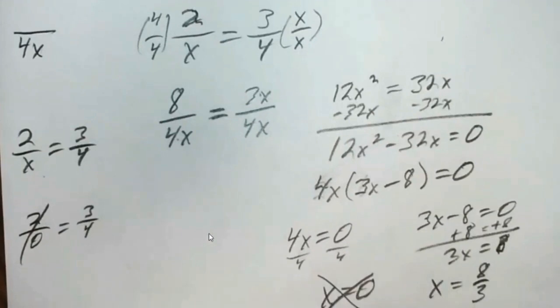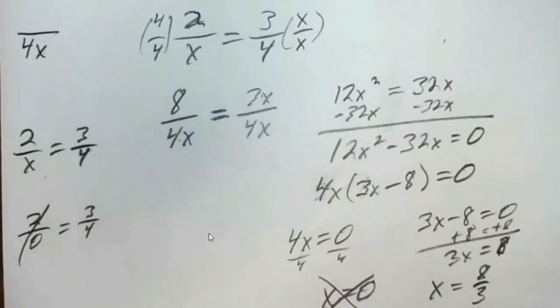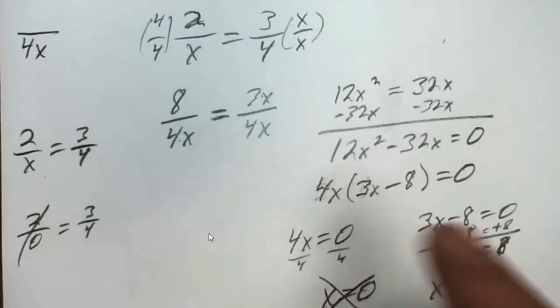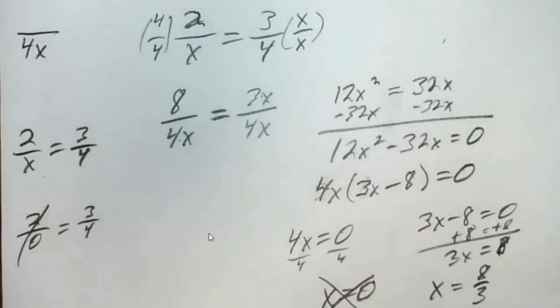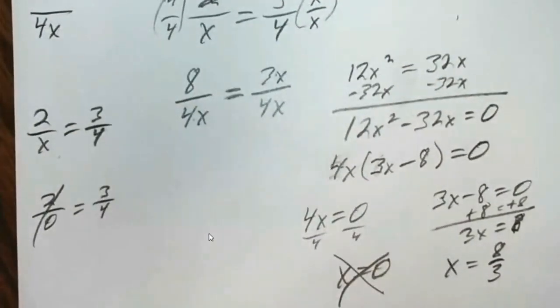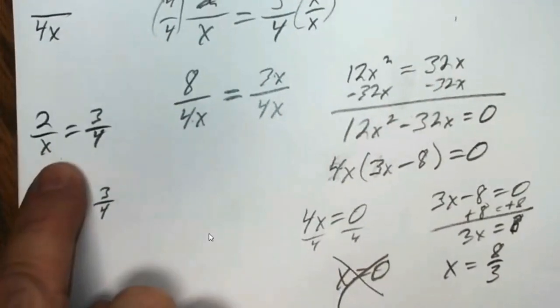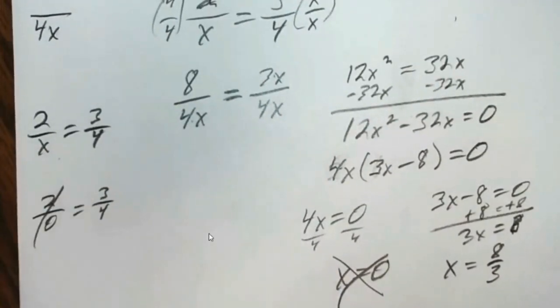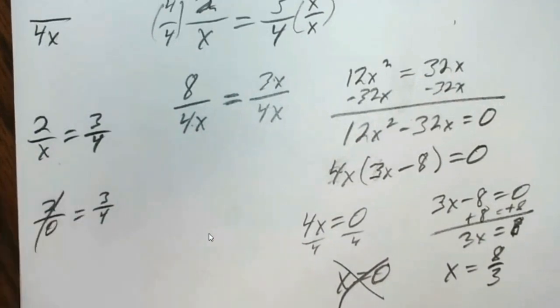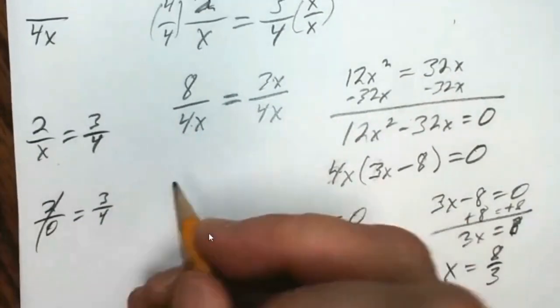This is an extraneous solution. Extraneous solution. It is a solution. The math works. It is a solution to this problem. But with the original equation, it doesn't work. It's an extraneous solution. So you will get some solutions that you have to throw out because for the original equation, it's not true.